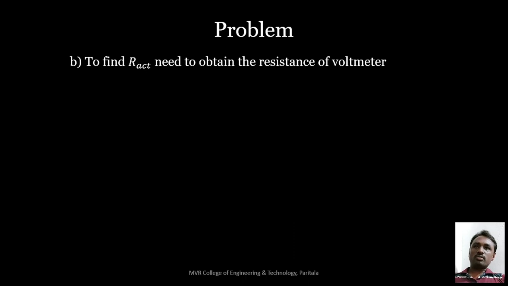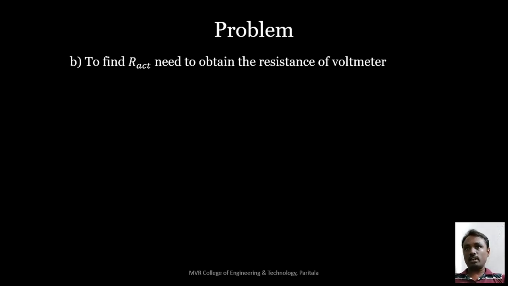So to find the R actual, we need to obtain the resistance of the voltmeter. We need the voltmeter resistance so that we can identify the total resistance. That means the voltmeter resistance is in parallel with the actual resistance, so that we can get the total resistance. So before that, the voltmeter resistance.